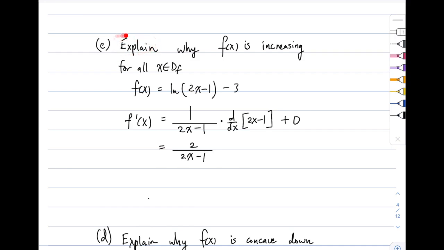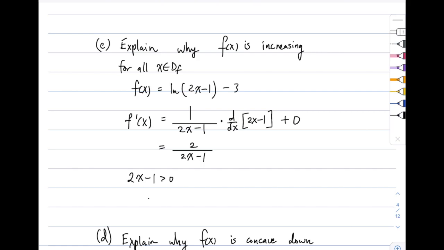Okay, so here they're just asking you to explain. So what I'm going to do is do it algebraically. And what I'm going to say is 2x minus 1 is bigger than 0. Okay, so I'm making a claim about something being positive because I want to show that f of x is increasing. And this 2x minus 1 is really just the denominator here. If I can show the denominator is positive, then I can easily show that the ratio is positive because 2 is always positive. I just need to show that this thing is positive.